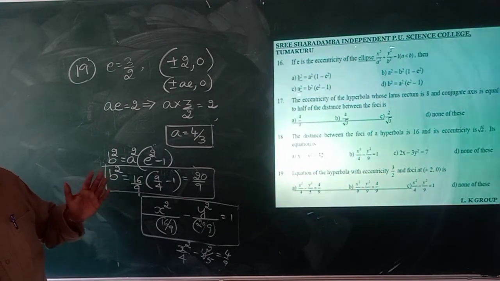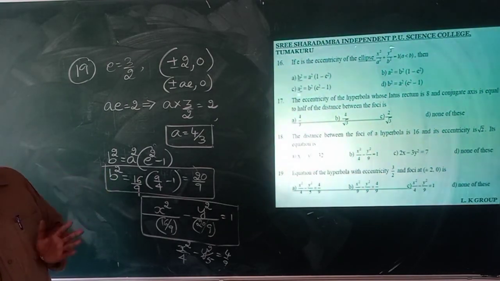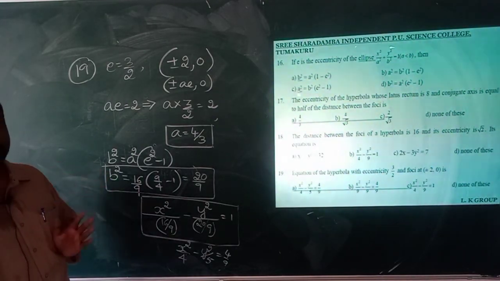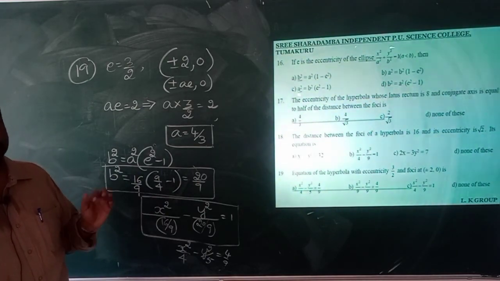So go through important formulas of the circles and conic section. It will help you to solve easily in the CET exam.